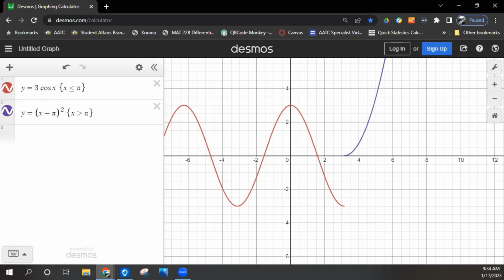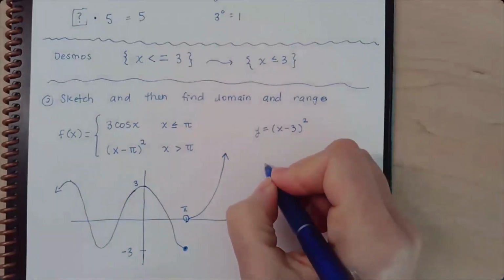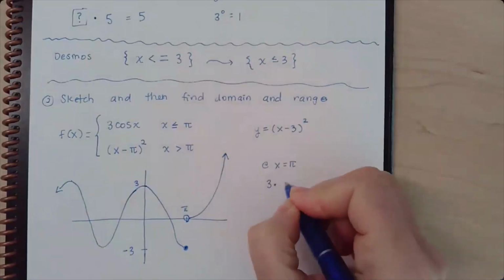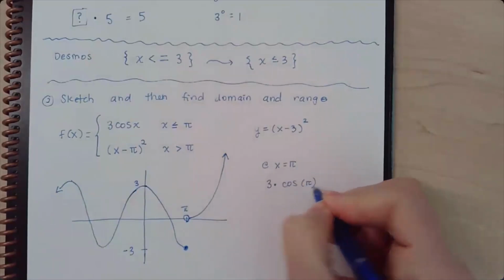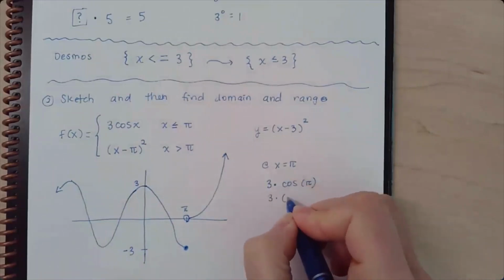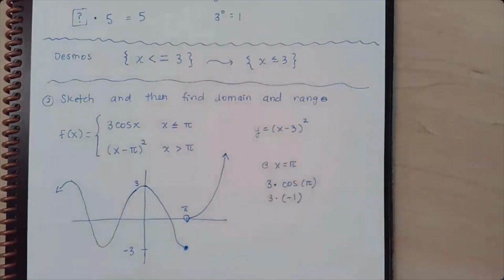Question. Yes. Cosine of pi is... or sorry, when you plug in x equals pi, you get 3 times cosine of pi. At x equals pi, we're looking at 3 times cosine of pi, and cosine of pi is -1. And there are a couple of different ways that we can think about cosine of pi being -1.